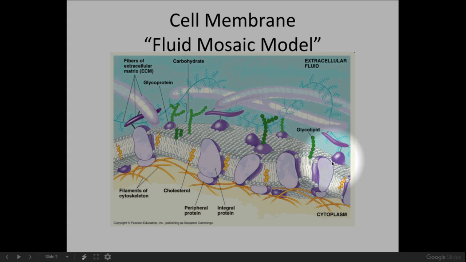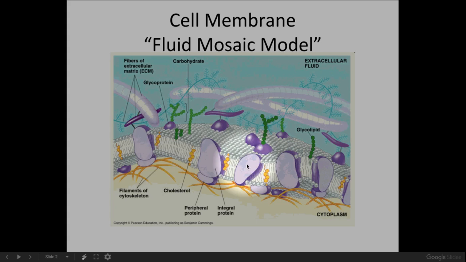So cell membranes are made of many different things, and we refer to that as a mosaic. Just like in art, where you might create a mosaic work of art, which is made out of a number of different things, the cell membrane is made out of a number of different things, so we call it a mosaic.